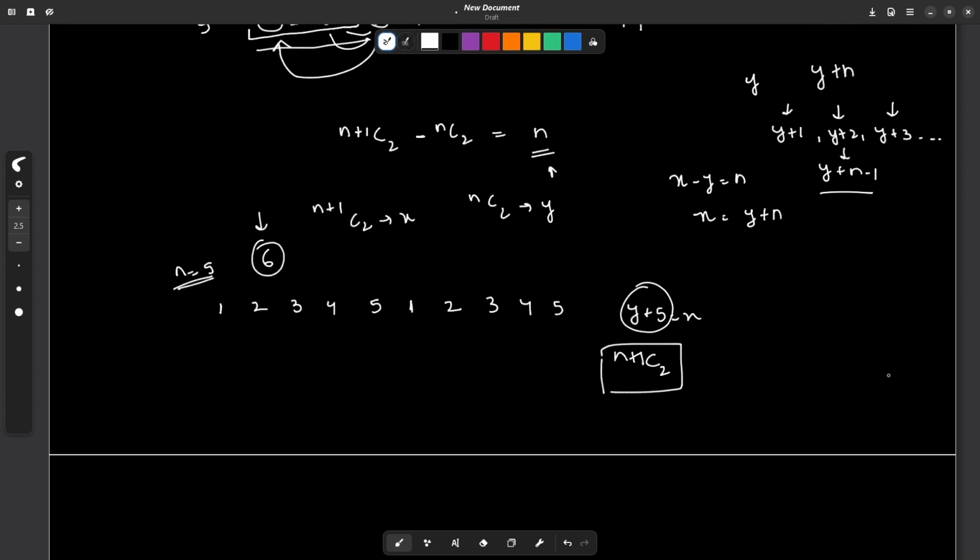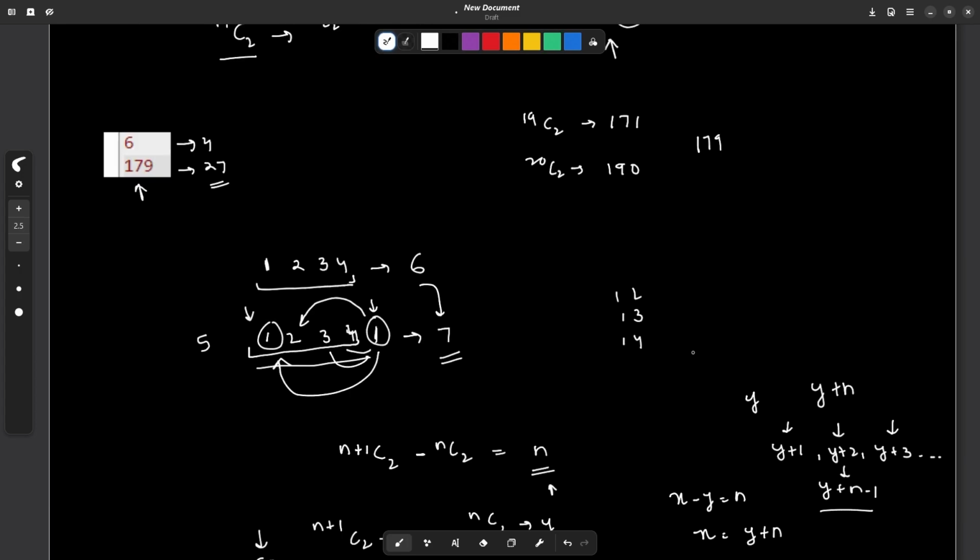The first thing is you will have to find the greatest n such that nc2 is less than or equal to the value that has been given to you in the input. Once you find this particular n, you will be able to determine, for example, in this particular case, that with the help of 19 you can form 171 values, right? So if with the help of 19 you can form 171 values, how many more values do you need? That is going to be equal to 179 minus 171, which is 8. So you're just going to add 8 to it and the answer is going to be 27. So this is how you can solve this problem.